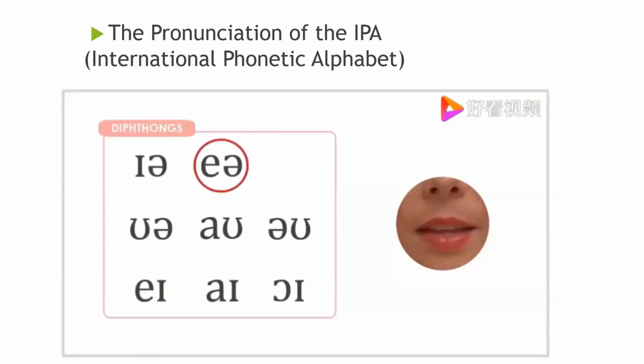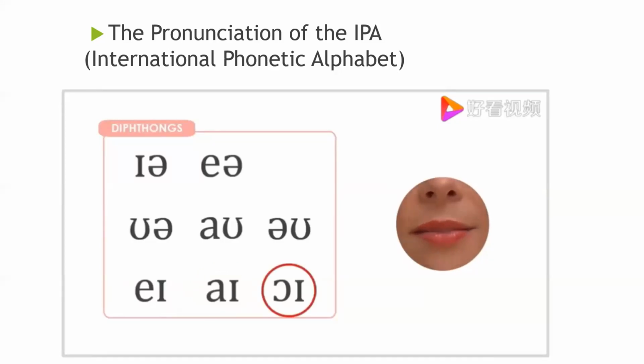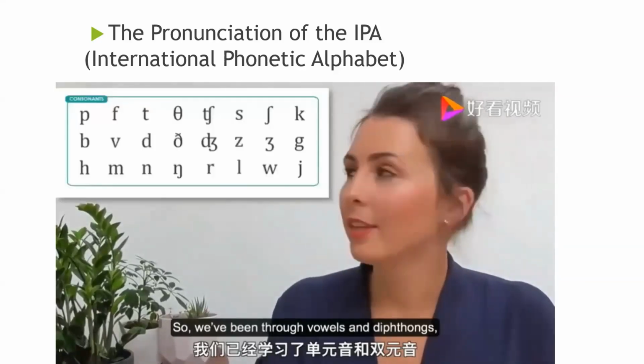Ear, air, ow, o, a, I, oi. So we've been through vowels and diphthongs.